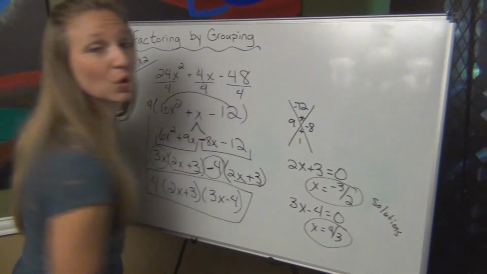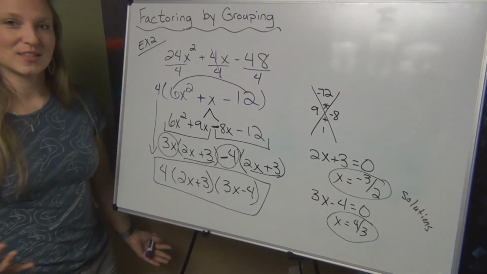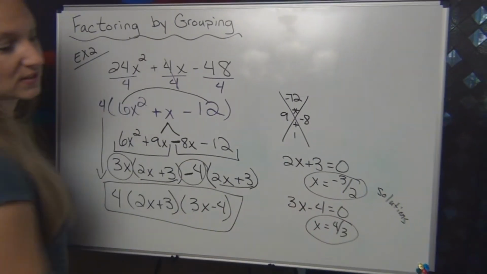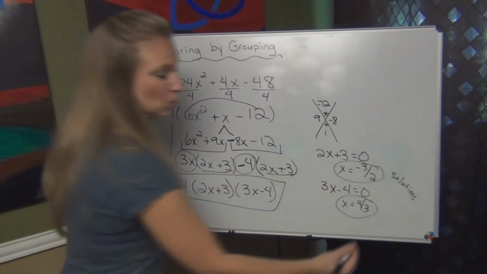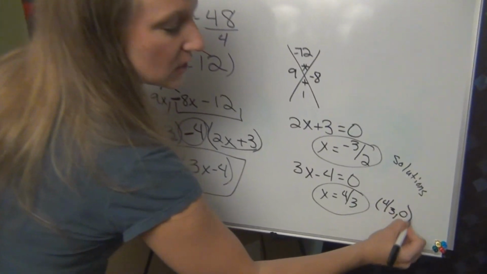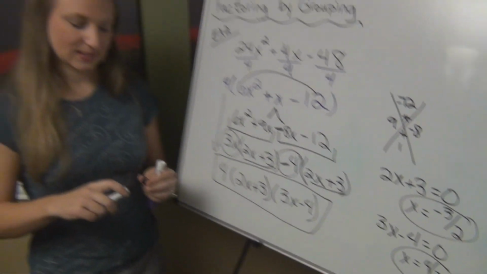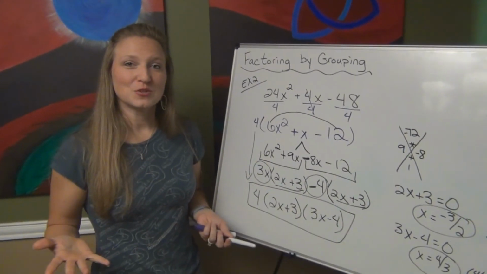Or we could call them roots, or x-intercepts, or zeros. Those are all words that mean the same thing for those 2 points right there. We also could write it as an ordered pair, because this is the point where it's crossing the x-axis. 4/3, 0 is the point where it is crossing the x-axis. And that's it for factoring by grouping.